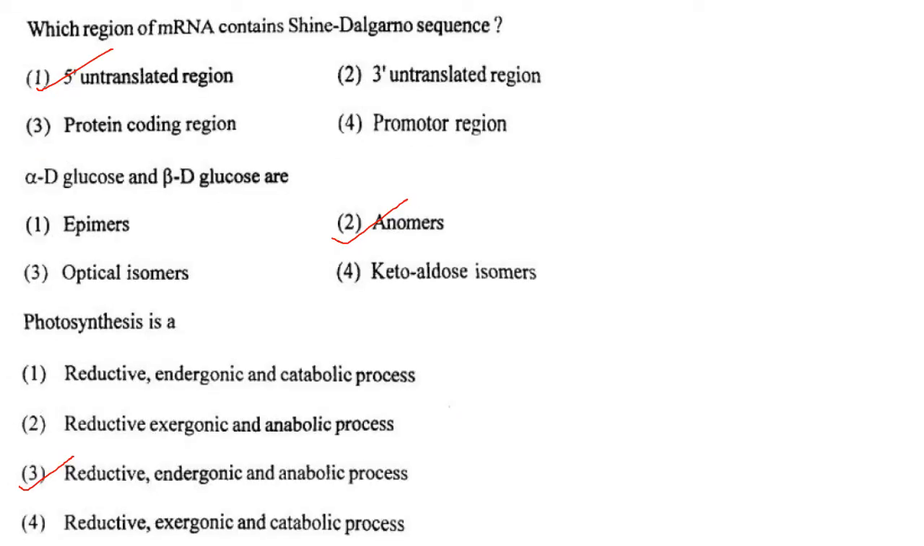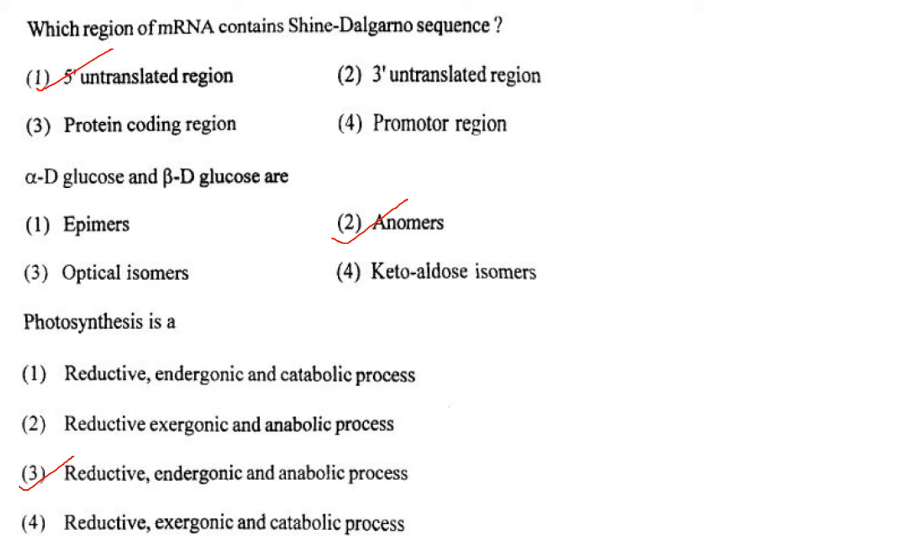Next one. Which region of mRNA contains the Shine-Dalgarno sequence? Option 1, 5' untranslated region; 2, 3' untranslated region; 3, protein coding region; and 4, promoter region. Answer is option 1, 5' untranslated region.